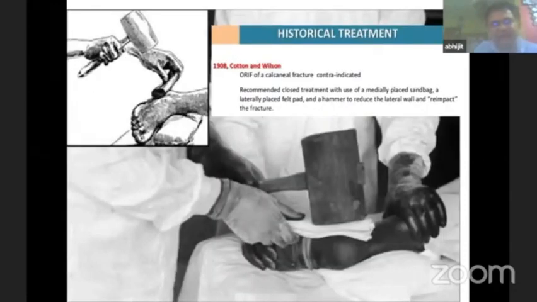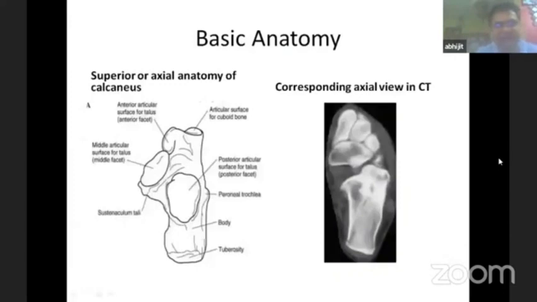Here I share a picture. This is a historical picture where Cotton and Wilson initially did this treatment. They recommended closed treatment with a medially placed sandbag, a laterally placed felt bag, and a hammer to reduce the lateral wall and re-impact the fracture. This is the historical treatment which was started by Cotton and Wilson during the early 1900s, and from there the latest trend is what we have right now.